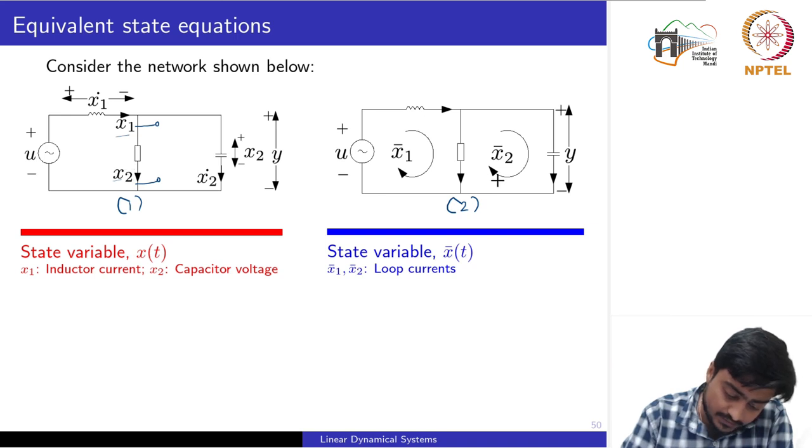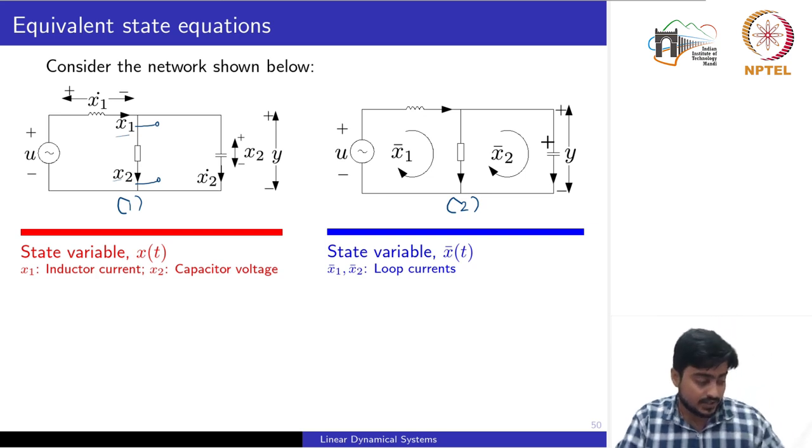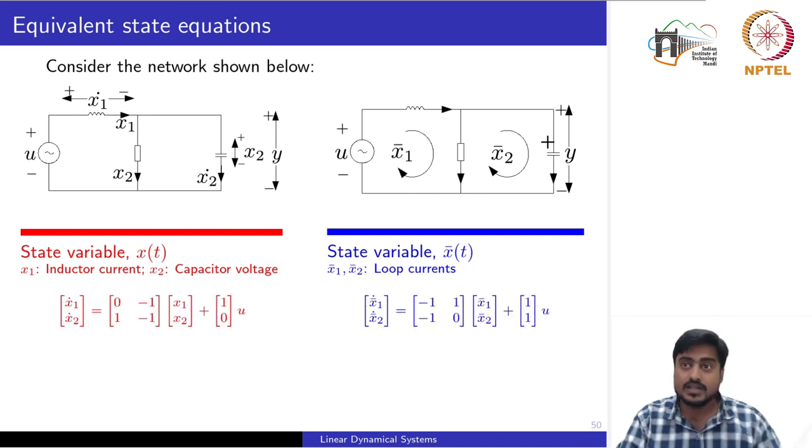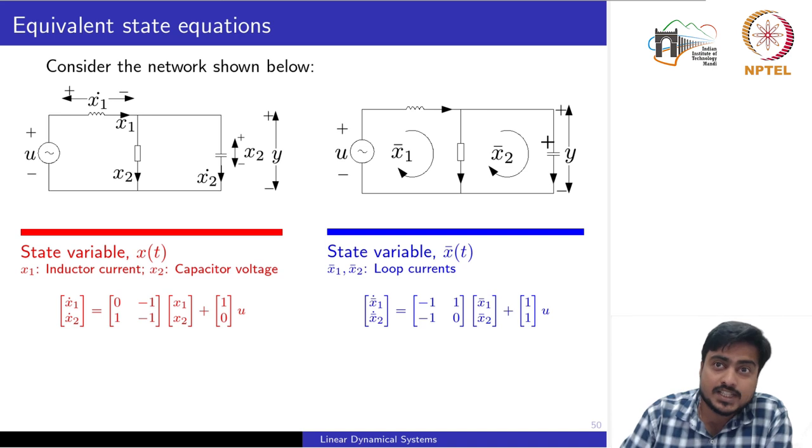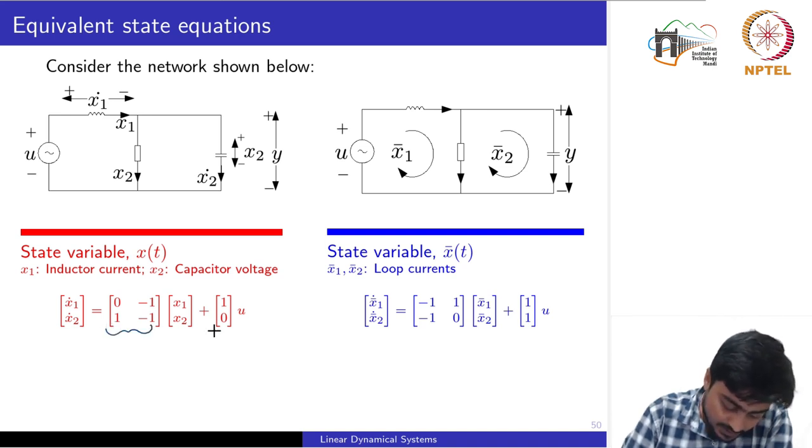In the second figure we define the state variables x1 bar and x2 bar, which are basically the loop currents in this first loop and in this second loop. So you can now compute the voltages across the inductor, the resistor and also the capacitor. Using these two different sets of state variables, we can write two different state space representations. By state space representation we mean the A, B, C, D matrices. Let's denote this matrix A, this matrix B, and similarly A bar and B bar.